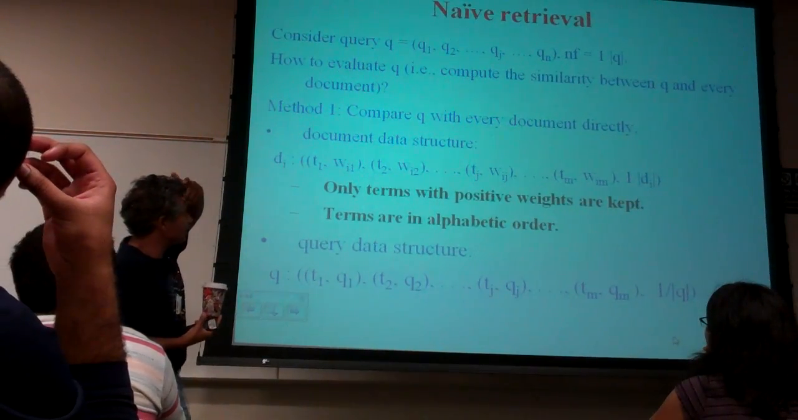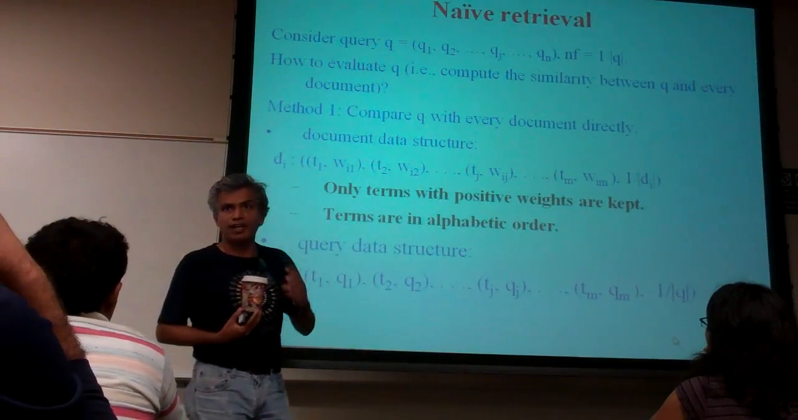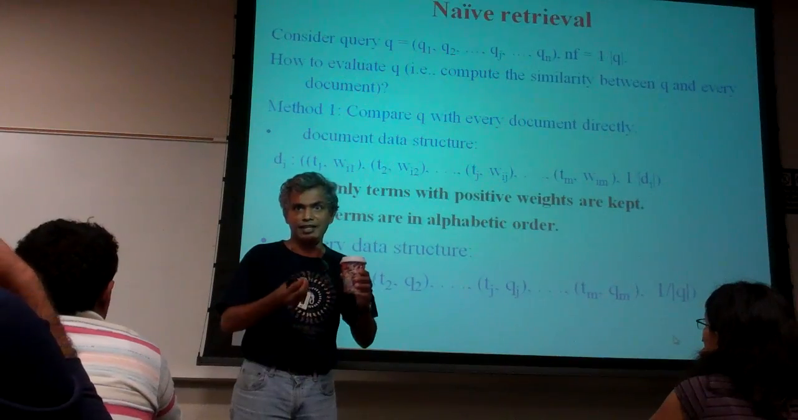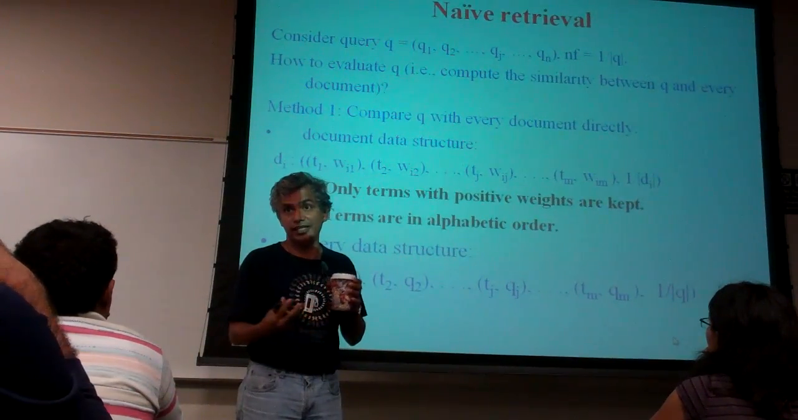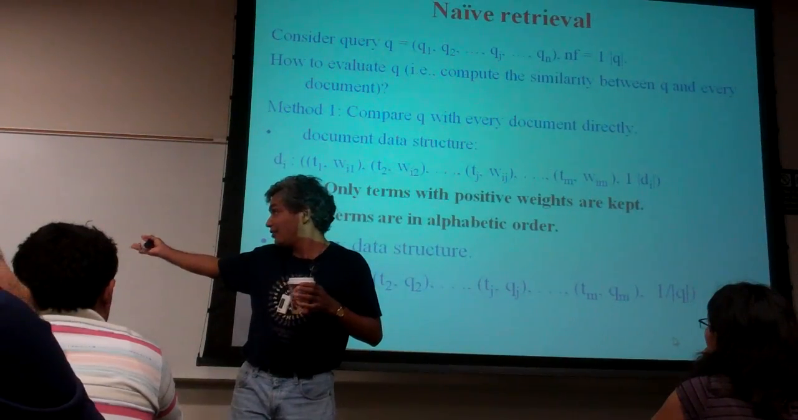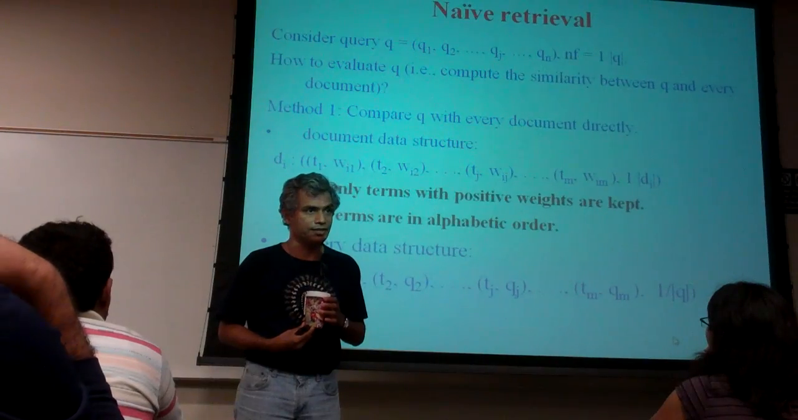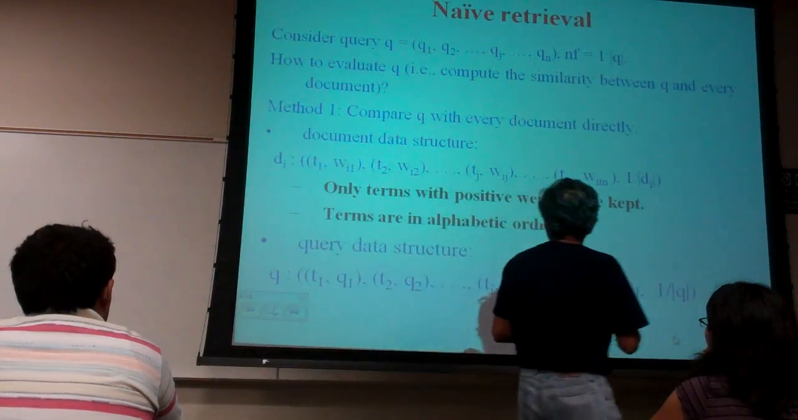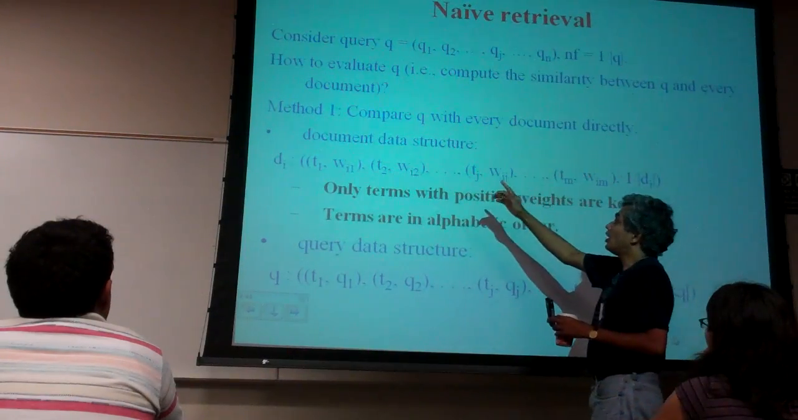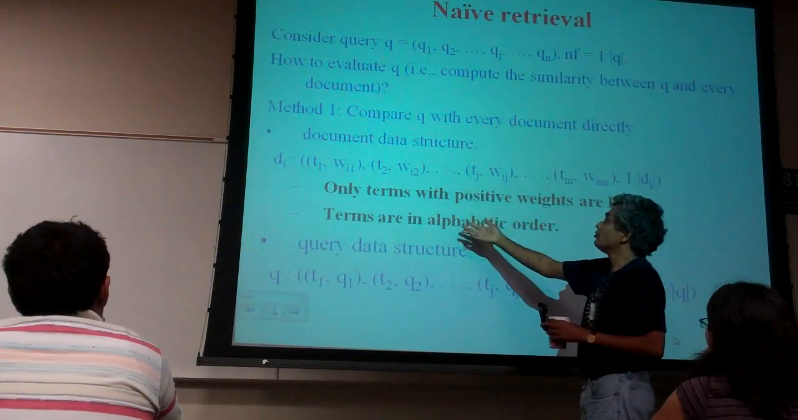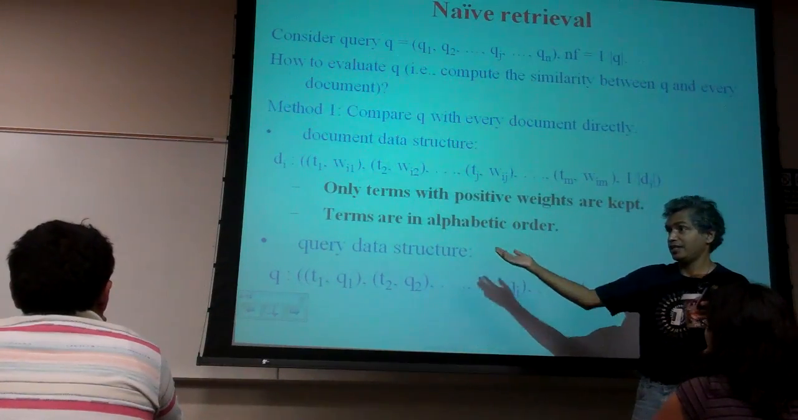Okay, so method one is to compare Q with every document directly, and if you actually have 3 documents and 1 query, this is what you would do. In the exam, you will compute Q dot D divided by the norms of Q and D. That's what you do. So basically, multiply Q times D for each of the documents.